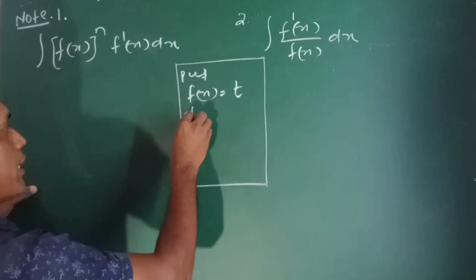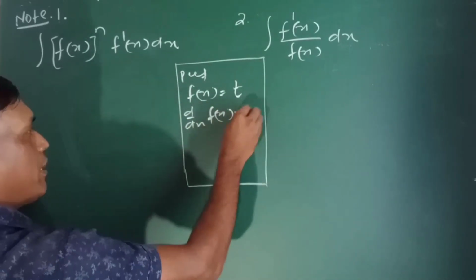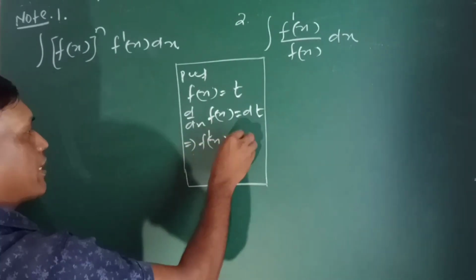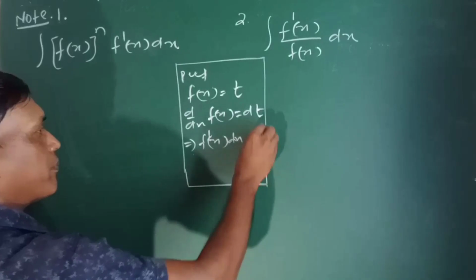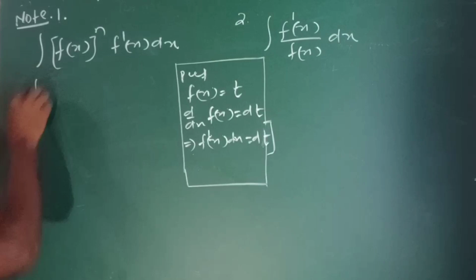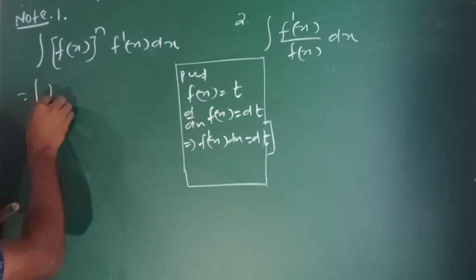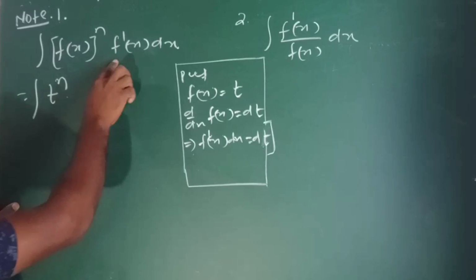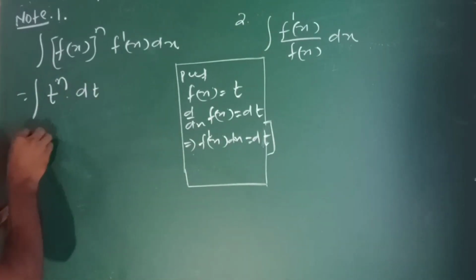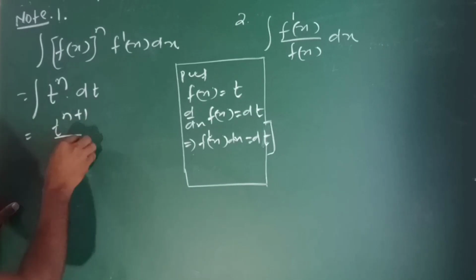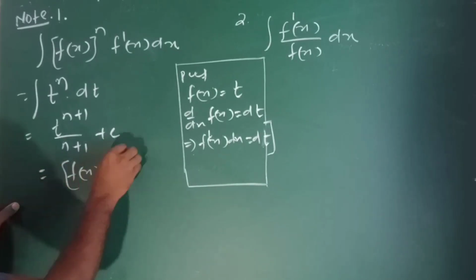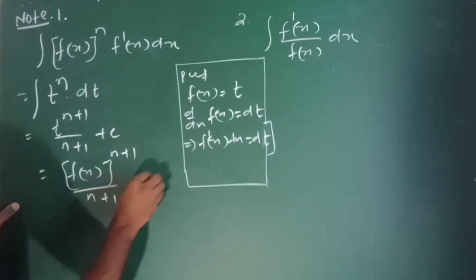Differentiating both sides, we get d by dx of f of x is equal to dt, and this is f dash x dx is equal to dt. So this is for both. Now here what happens, we take f of x is equal to t, so t to the power n into f dash x dx is dt. So this is integration of t to the power n dt. Now it is t to the power n plus 1 by n plus 1 plus c, and t is f of x, so f of x to the power n plus 1 by n plus 1 plus c.